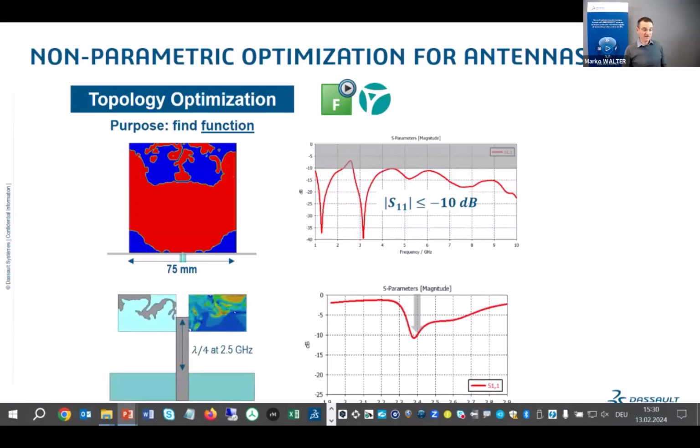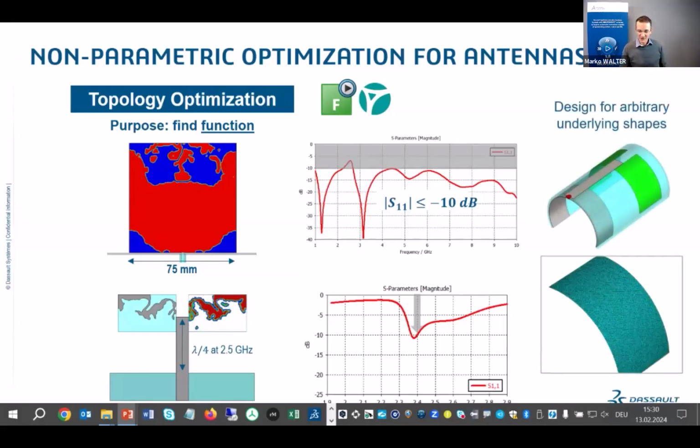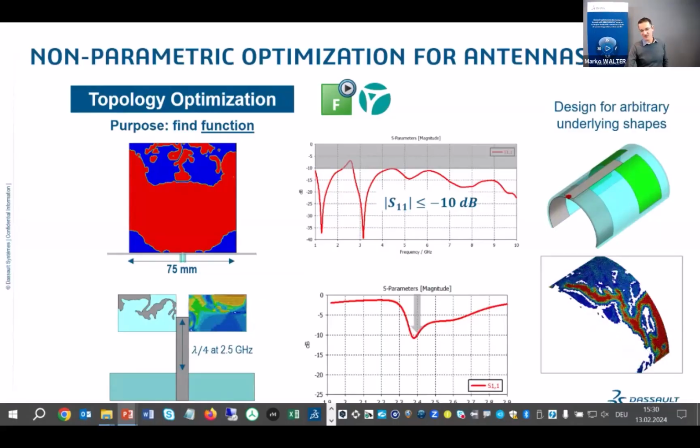Or we could take half a monopole, which we can then obviously mirror to form the full monopole, to give, again, a certain performance in a certain space. Now that's fine, it's just a planar monopole, you might say. However, look, we can do the same thing for an arbitrary underlying shape. And this is where this becomes really interesting.